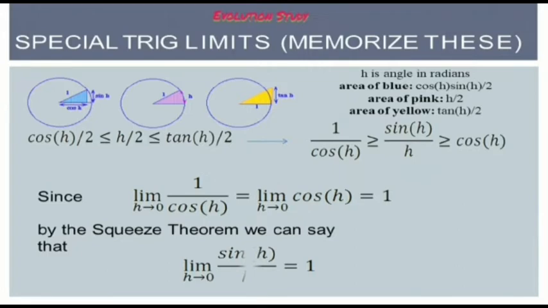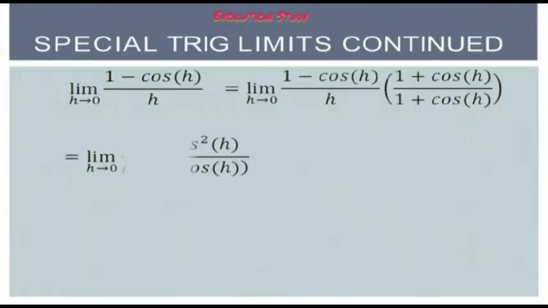Now since limit h tends to 0 of 1 by cos h is equal to limit h tends to 0 of cos h is equal to 1, by the squeeze theorem we can say that limit h tends to 0 of sin h divided by h is 1.